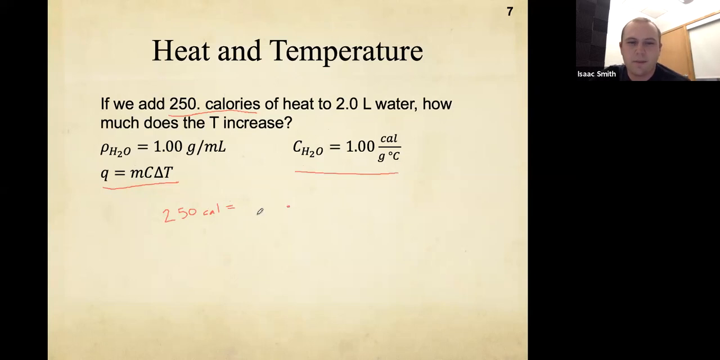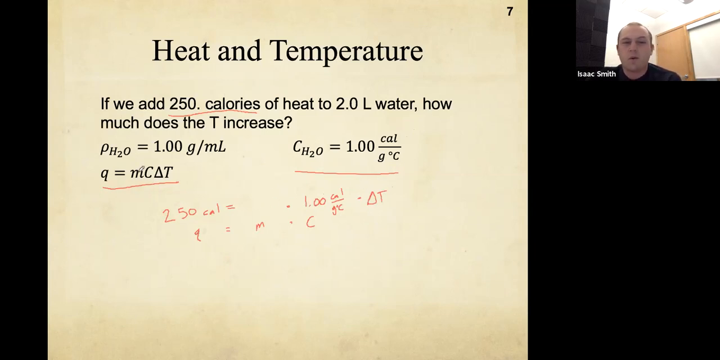So this is going to be mass, so M, let's put this underneath. Q equals M times C, which is 1.00 calories per gram degree Celsius, times delta T. And it says, how much does the temperature increase? So that means that delta T is what we're trying to solve for, right? Because the question's asking for it.